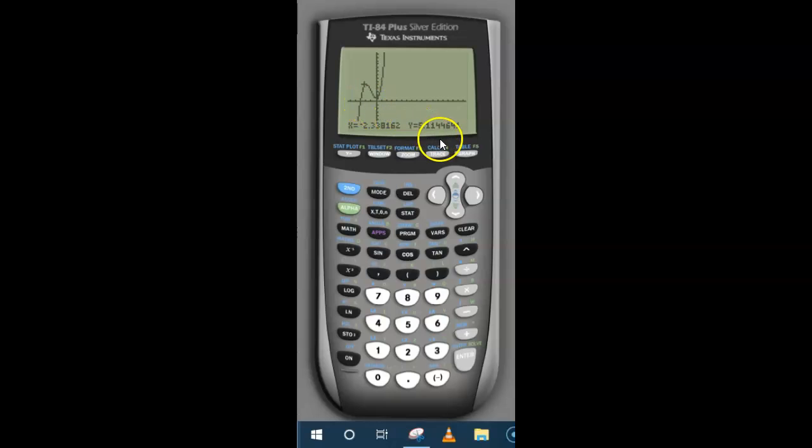max. And in order to get up there, notice calculate is in blue. Every time I want to get to blue keys, I'm going to hit the second key. So I'll hit second, and then I'll hit trace, which takes me to the calculate screen. I'm trying to find a maximum first. So I'll scroll down to 4. You can hit 4 on your keypad. Either or works.